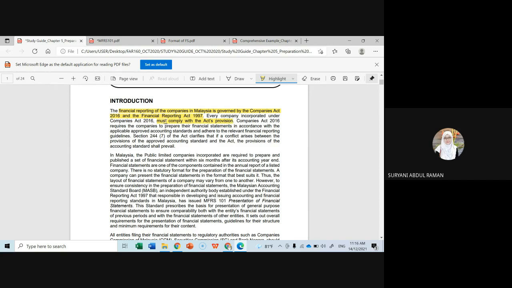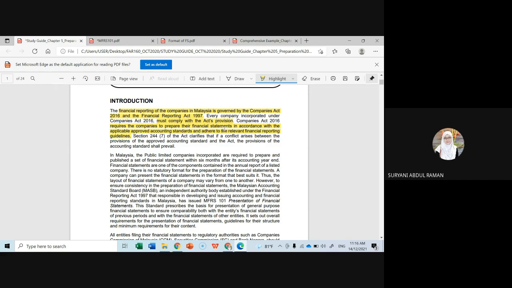So since our focus is on the public company, and we know that a public company is incorporated under the Companies Act 2016, we have to learn how to prepare the financial statement that follows the requirement of the Act. The Companies Act 2016 requires the company, what do they require? To prepare the financial statement in accordance with the applicable approved accounting standard and adhere to the relevant financial reporting guideline. So it's very important here.